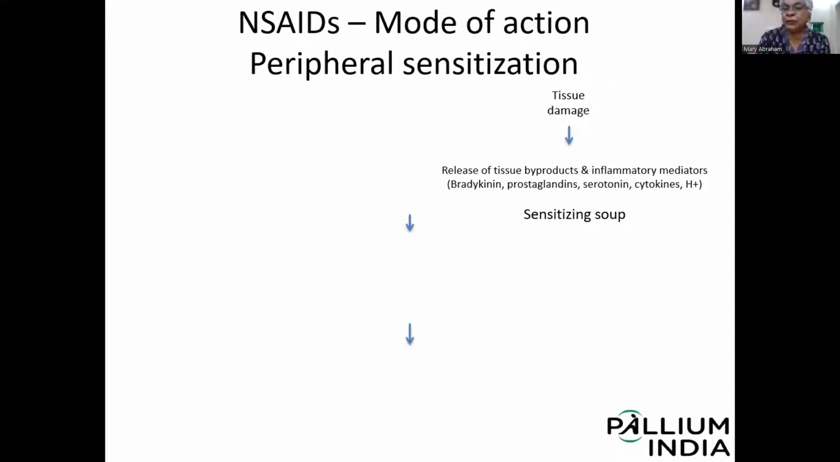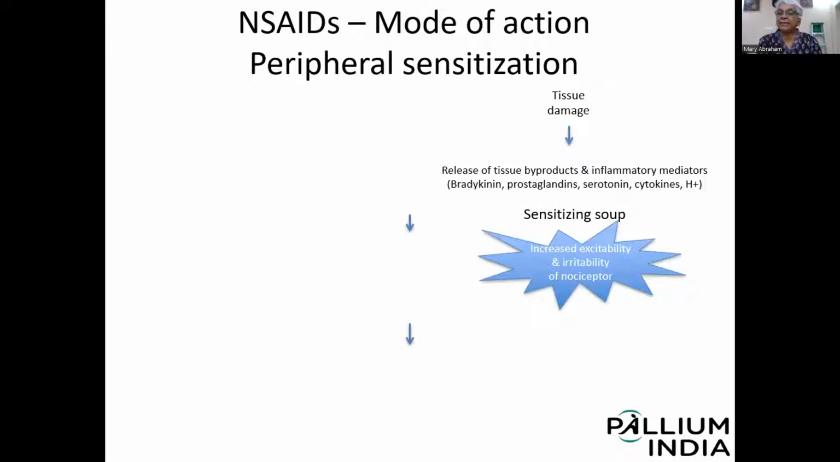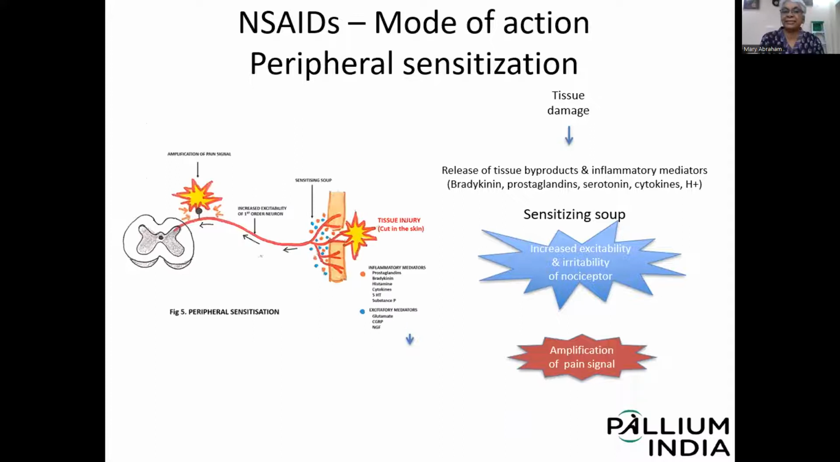Now, whenever there's tissue damage, you know there's a lot of release of the tissue byproducts and inflammatory mediators. So they form what is called a sensitizing soup. And this sensitizing soup, when it bathes the nociceptor, increases the excitability and irritability of the nociceptor. And this leads to amplification of the pain signal. This is what is peripheral sensitization.